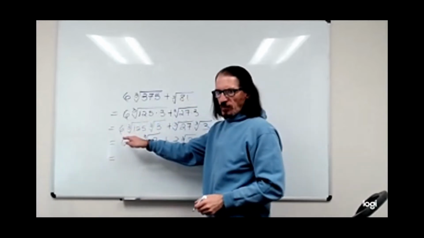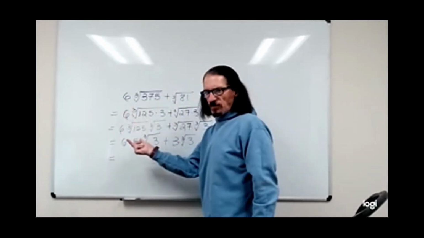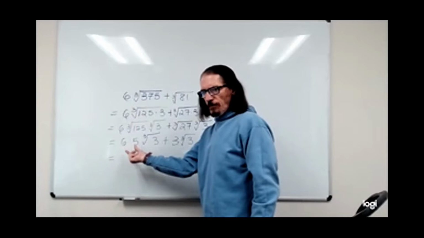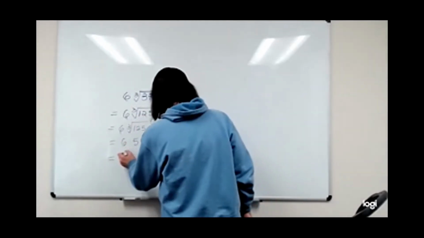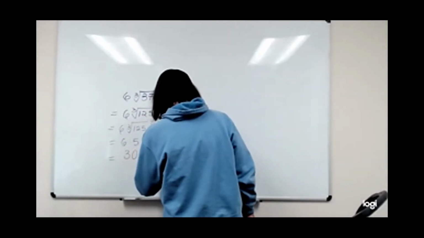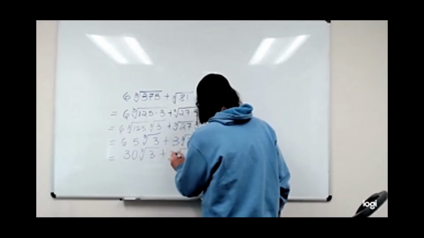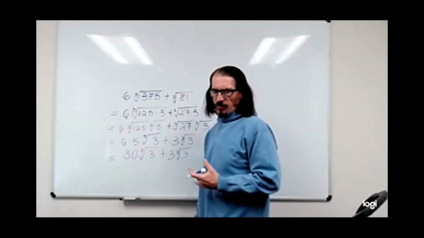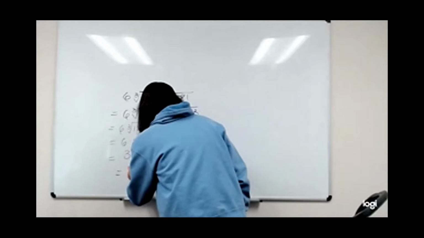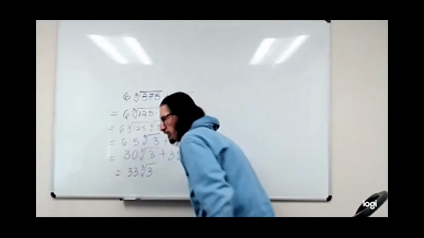So notice that initially on that first term, we had that multiplied by 6. And so the 5 that we brought out from the cube root, we've got to multiply that. 30 cube root of 3 plus 3 cube root of 3. They're both cube roots with the same radicand of 3. So we should be able to combine that as 33 cube roots of 3.